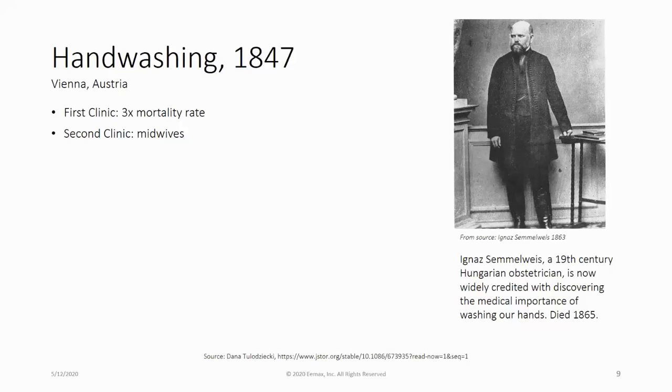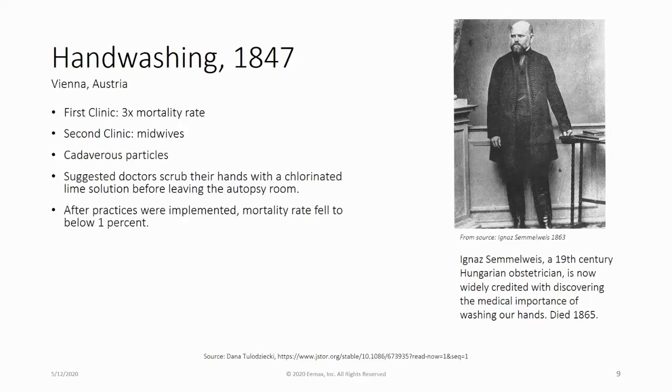What he noticed is the mortality rate was 3 times higher in the first clinics than it was in the second clinics. So with anything, you put a little thought and effort into figuring out why. And what he found was the first clinics had a lot of activities going on, primarily autopsies, where there was cross-contamination from one activity to the other. He started implementing some hand washing activities, and lo and behold, the mortality rate fell below 1%. Simple practice to figure out what's going on.